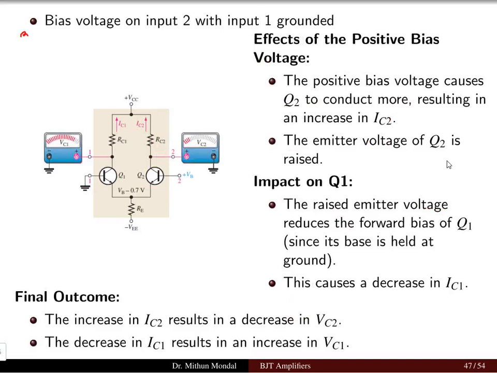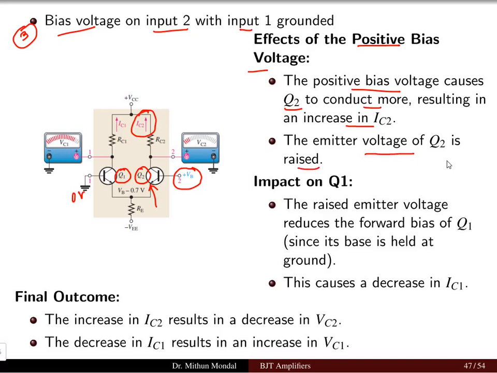The third category that we can discuss is when the bias voltage is applied on input 2 with input 1 grounded. So this is the reverse one. Here we are applying the base voltage to transistor Q2 and 0 volt, which is ground, to transistor Q1. So what is the effect of this positive bias voltage? The positive bias voltage will cause Q2 to conduct more. Previously Q1 was conducting, now Q2 will be conducting more, resulting in an increase in current IC2. So IC2 will increase. The emitter voltage of Q2 is raised, so whatever voltage we have at the emitter of transistor Q2 will increase.